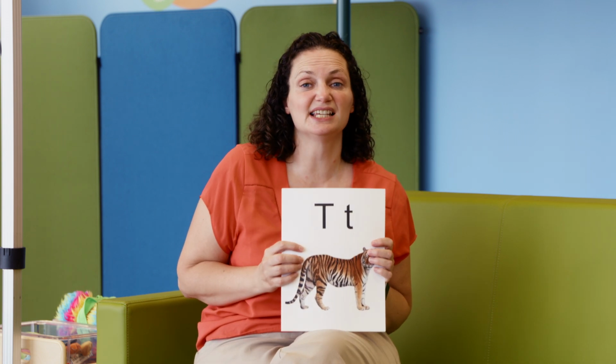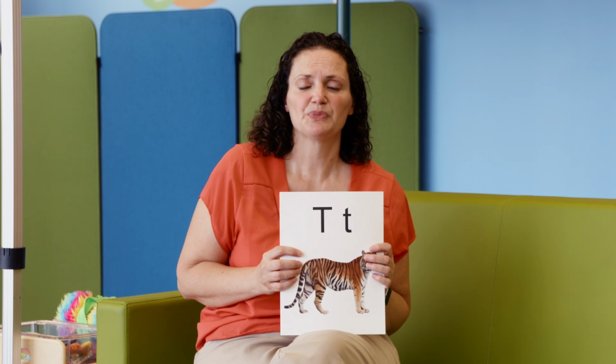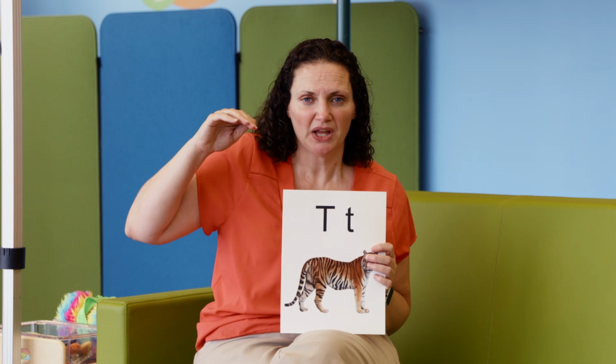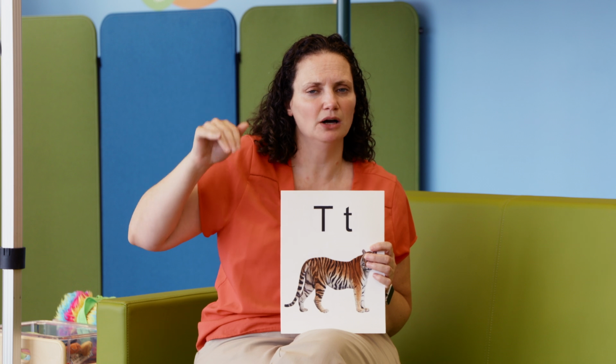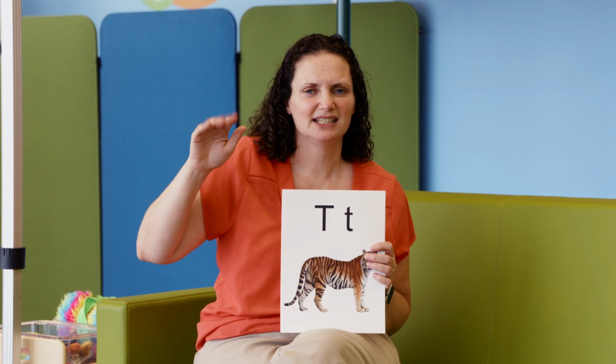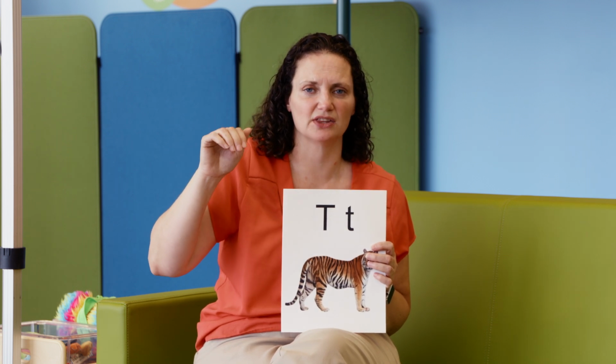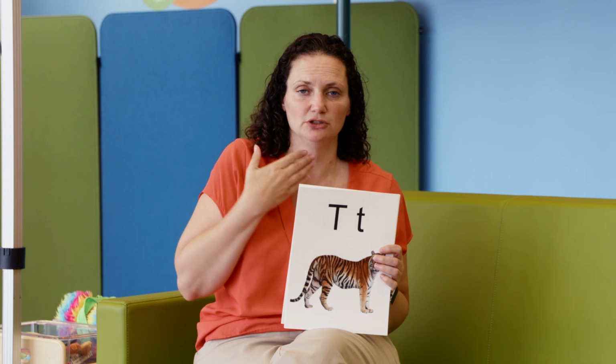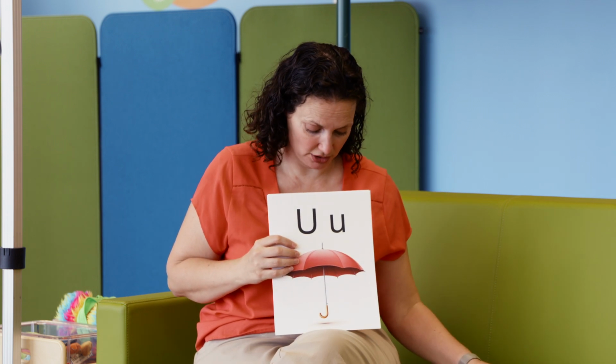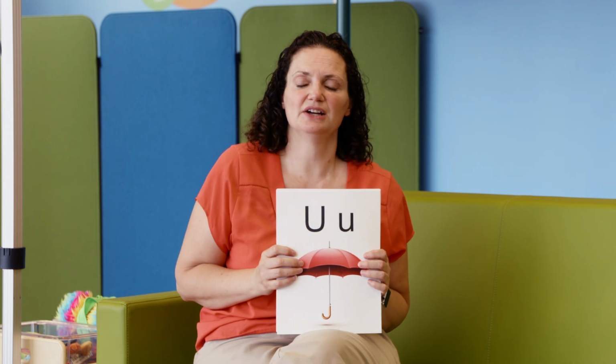The next sound is T. So you take your tongue and tap the alveolar ridge behind your teeth. T, t, t, that little bump behind your teeth. And your vocal folds are off. They're not turned on.